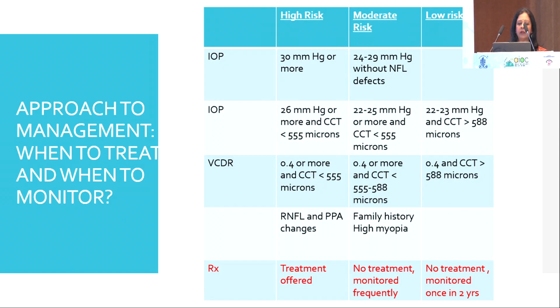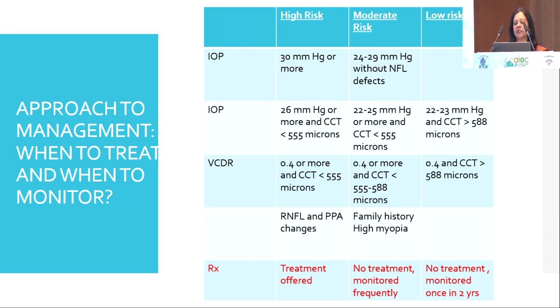So the way forward, what is it? The approach to management should be based on whether they are high risk, moderate risk, or low risk. If the intraocular pressure is more than 30 mmHg, then you need to treat the patient regardless of whether the cup disc ratio is less or CCT is more. If the IOP is 26 or more and the CCT is less, or if the cup disc ratio is 0.4 and CCT is less with RNFL and PPA changes, there again treatment is offered.